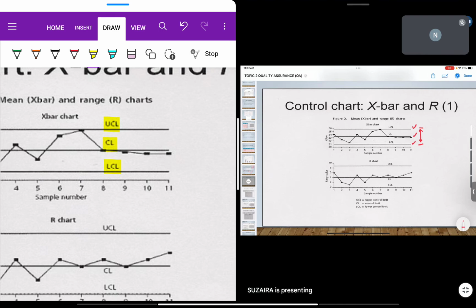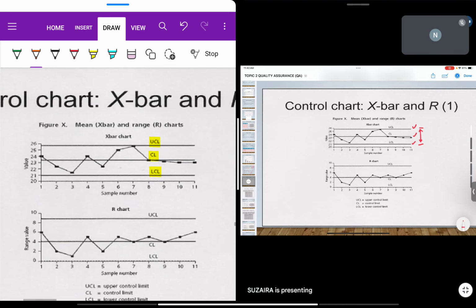We have to make sure that, if you look here, we have 11 samples. So we have a sample number, sample number 1 up until 11. So we have 11 samples, which means that we take 11 samples from a particular batch, and then we use these samples to represent the whole batch.